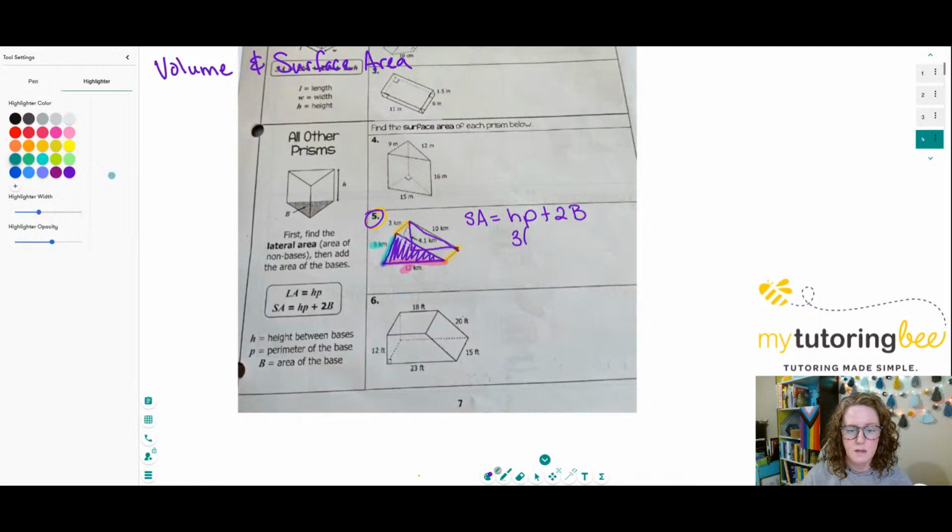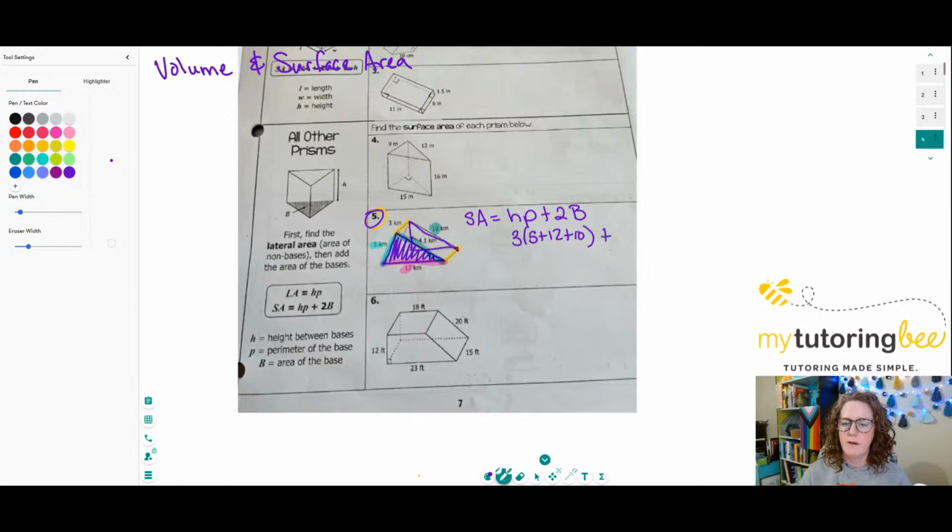And then 10 is this side length, right? So sometimes we have to look across to see what those matching measurements are. So we're going to do 5 plus 12 plus 10, right? For perimeter, we're going to add all of those dimensions together.